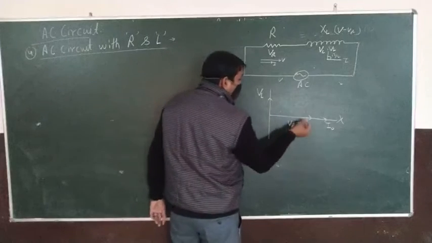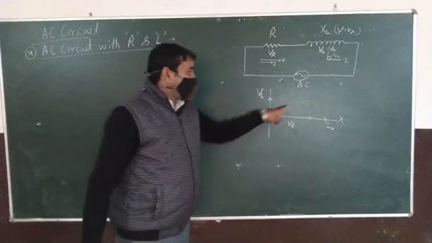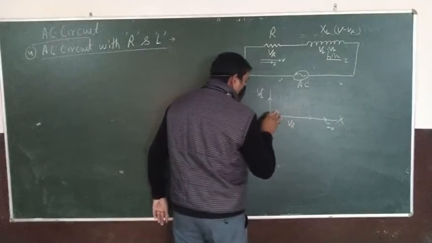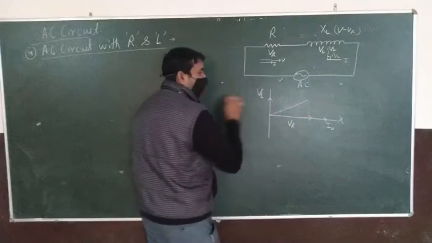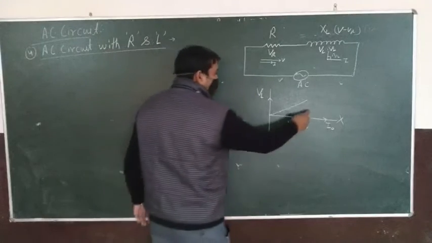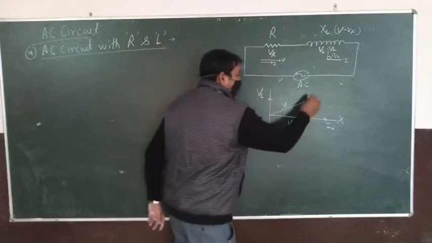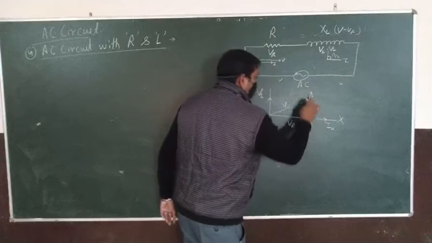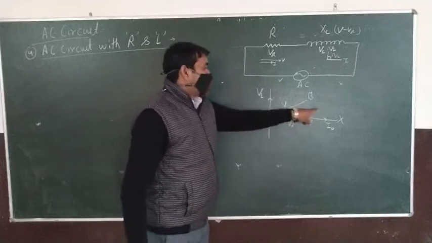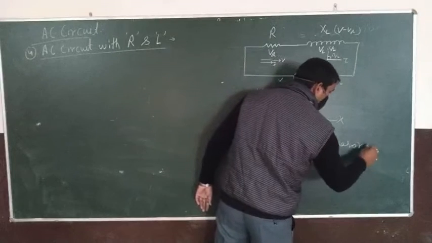Okay, the resultant value of the voltage is calculated using the parallelogram law of vector addition. Therefore, we get the resultant value of the voltage. This is point A and this is B, and here is O. By using this diagram, which is known as a phasor diagram.